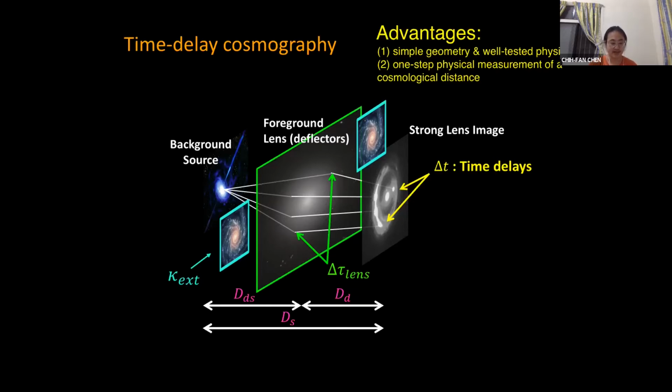The longer the time delays are, the larger the size of the lens system is. The information required to determine the size of the lens system is the time delay, the mass distribution, and also the study of the environment, which also affects the overall size of the lens system and the determination of H0.